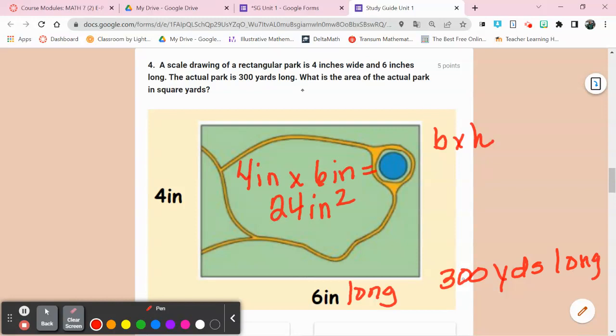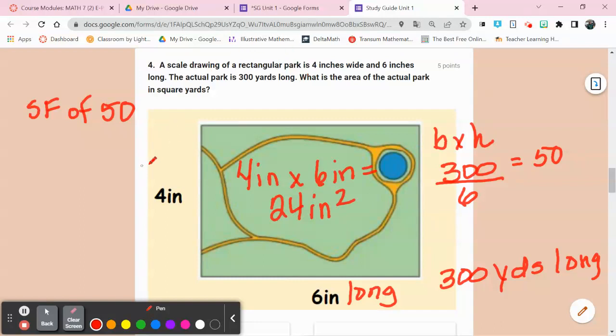So we're going to take this number, copy over original. 300 divided by 6 is a scale factor of 50. That is our scale factor of 50. So all the sides are 50 times bigger, okay? So we could now do 4 times 50 and get 200 yards, and take 200 yards times 300 yards to get our new area.